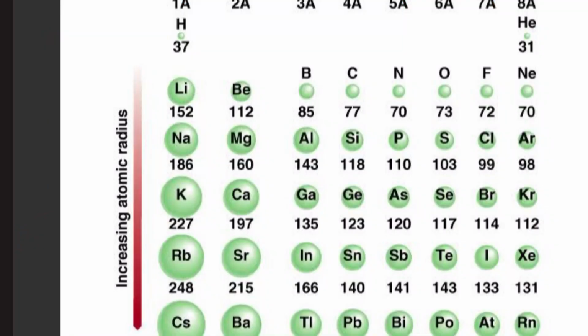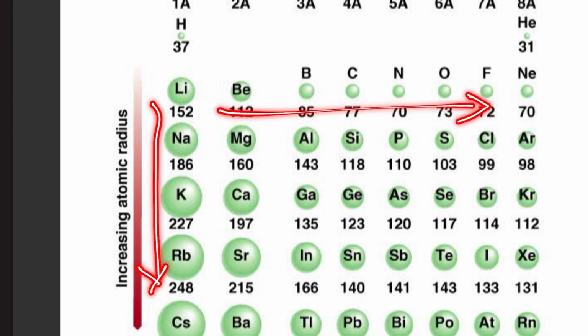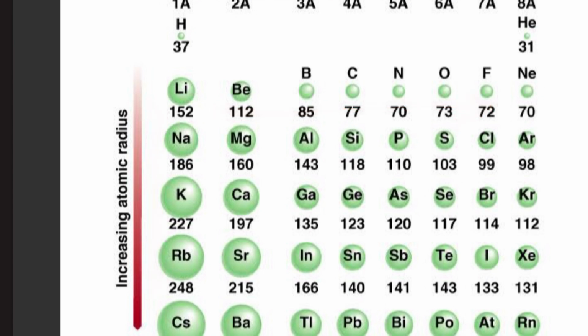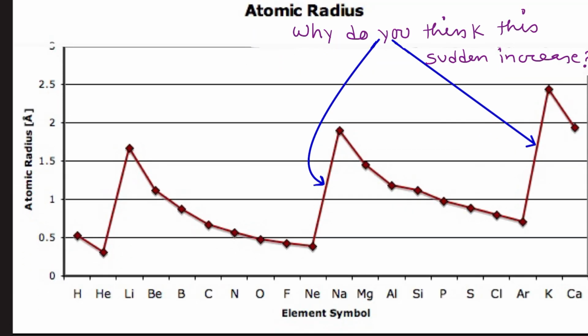So this diagram shows the comparative atomic radii for all the atoms in the periodic table. And as we can see, atomic radius increases down the group and decreases across the period, for the reasons we have just mentioned. If we plot the atomic radius for all the atoms from proton number 1 to proton number 20, then we see a graph like this.